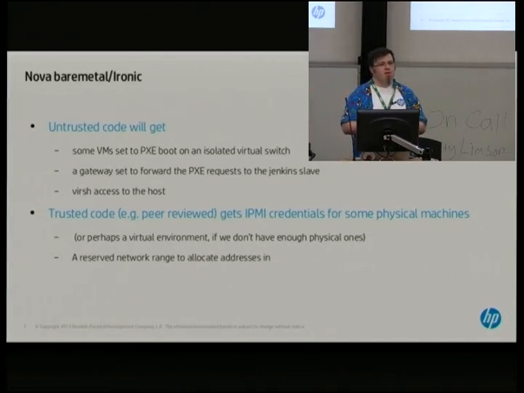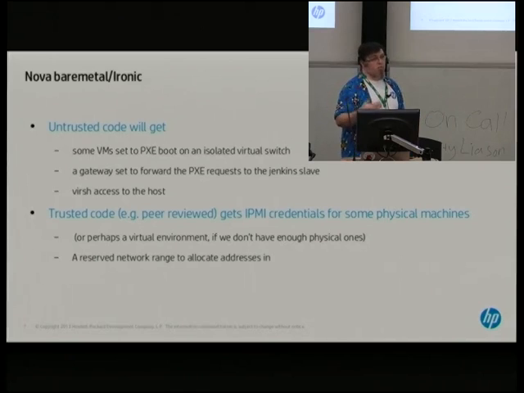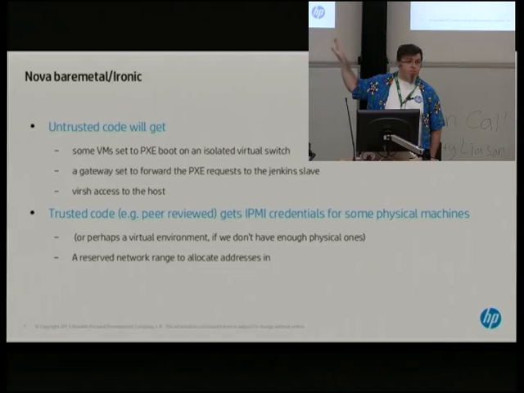Nova is an API for getting machines from a hypervisor. So you can use Nova to get physical machines with Nova Bare Metal or Ironic. You can use it to get virtual machines with KVM or Xen, and you can use it to get containers with LXC or Docker. So the context here is specifically about physical machines.